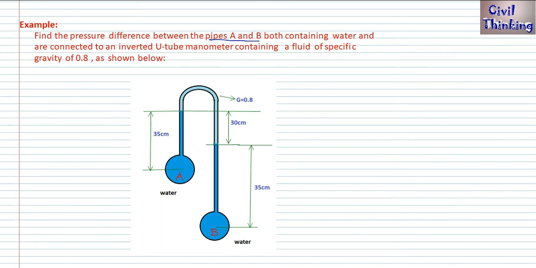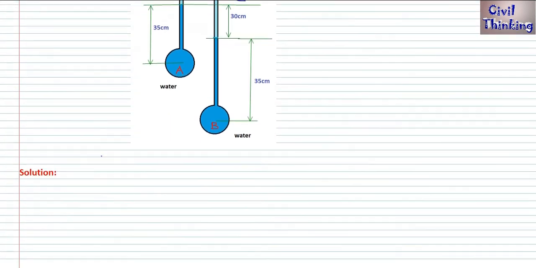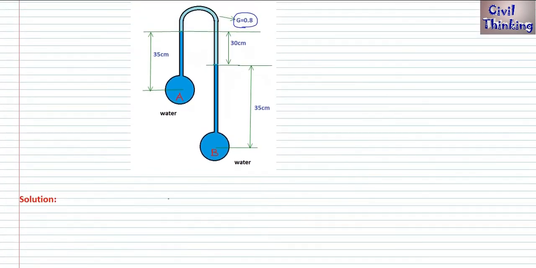Here is pipe A and here is pipe B. Pipe A contains water and pipe B contains water too, right? Both contain water and are connected to an inverted U-tube manometer containing a fluid of specific gravity 0.8. The inbuilt fluid of this inverted manometer has a specific gravity of 0.8, right? We have to find PA minus PB.